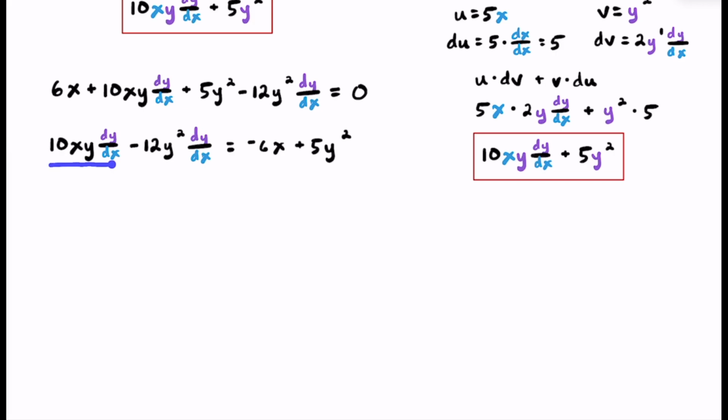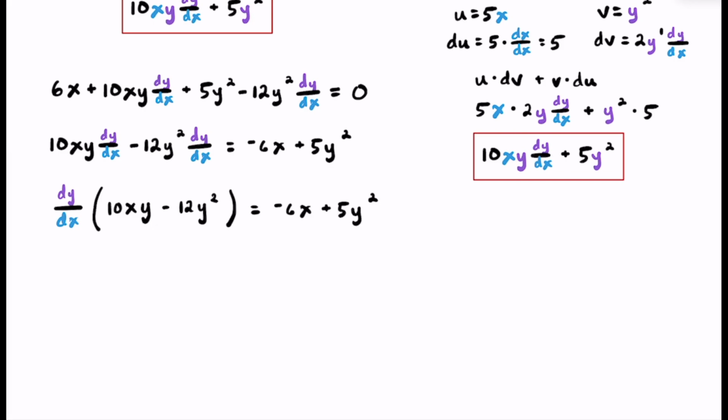Now notice how both of these terms on the left side both have dy/dx, so we're going to factor that out as a common factor. So factoring out this dy/dx, this is what it's going to look like. So we have dy/dx over here, and we're factoring that out and multiplying this by 10xy minus this 12y squared. On the right side, we're still going to have this -6x plus 5y squared. So after factoring out that dy/dx, notice how we only have it written once, which is really nice. And it's being multiplied by this 10xy minus 12y squared.